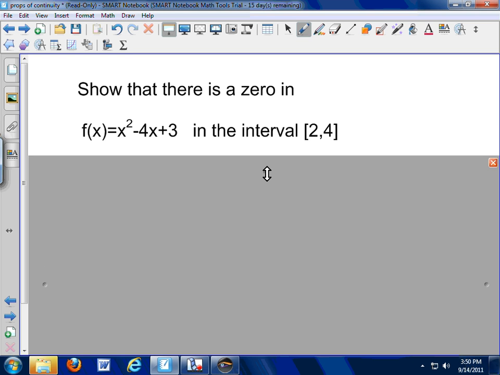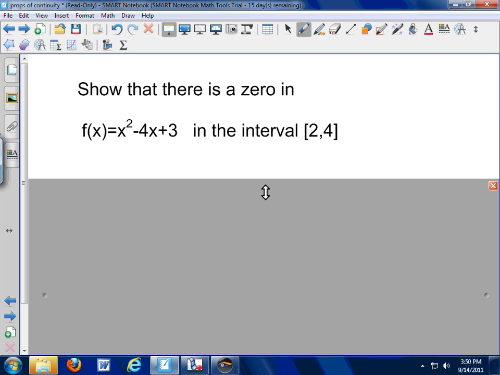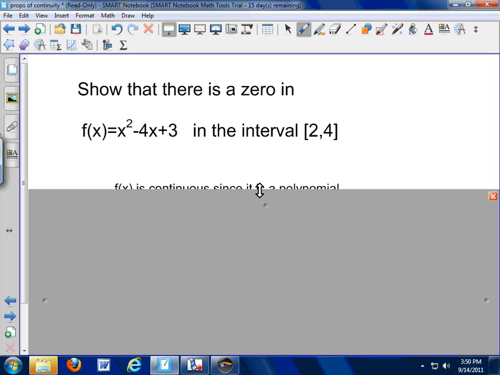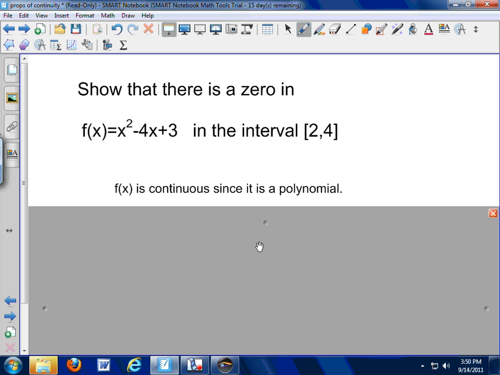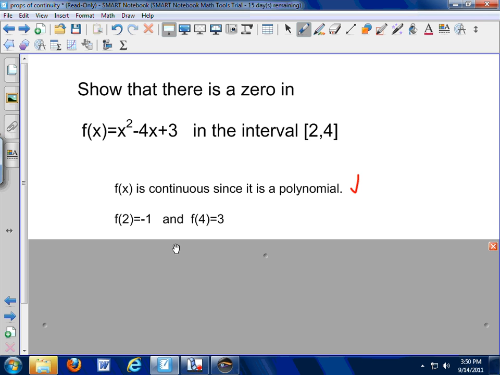Show that there's a 0 of that function in the interval from 2 to 4. Here's what we want to know. We want to know that the function's continuous, and it is continuous because it's a polynomial. That's the first thing when we're trying to use the intermediate value theorem. Then we check out f of 2. I plug 2 in here. The f of 2 is -1. The f of 4 is 3.